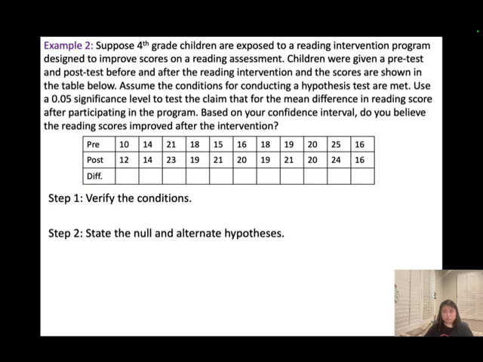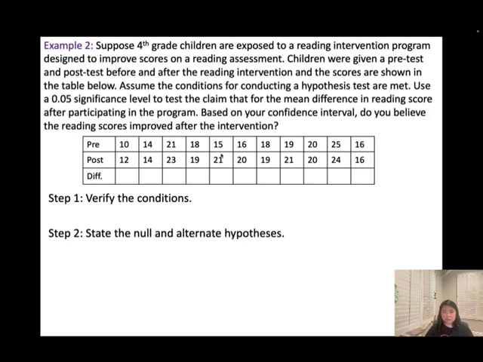Okay, example 2. Suppose the 4th grade children are exposed to a reading intervention program designed to improve scores on a reading assessment. Children were given a pre-test and post-test before and after the reading intervention, and the scores are sorted in the table below. Assume that the conditions for conducting hypothesis tests are met. Use a 0.05 significance level to test the claim that for the mean difference in reading score after participating in the program. Based on your confidence interval, do you believe the reading score improved after the intervention?